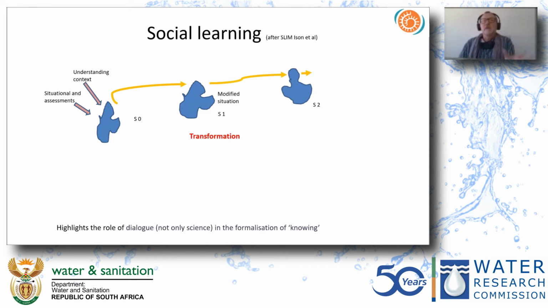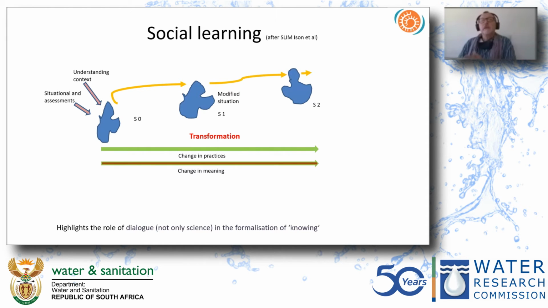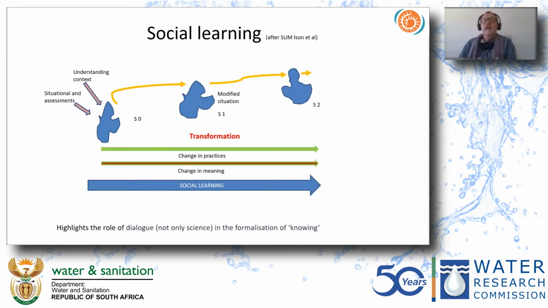So that's how that works. And so things are not static. It might engage or require change in practices as you go, and those practices then need to be redesigned as one moves along in a fairly coherent way. That leads to changes in meaning for a particular group, practitioners, stakeholders, what have you, and of course, in a nutshell, that is what social learning is all about. But it really does highlight the role of dialogue, not only science and scientific information, in formalizing knowing. So that is an important point.